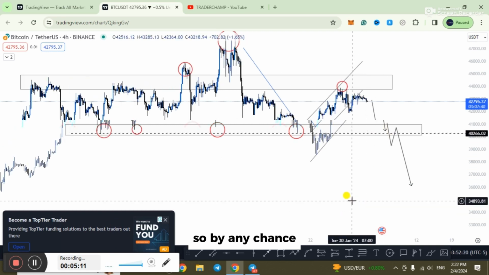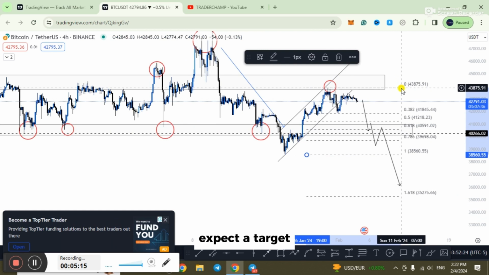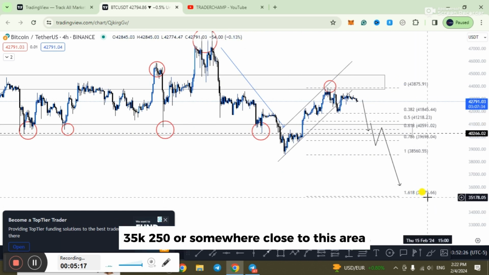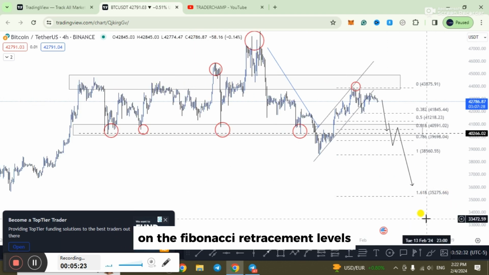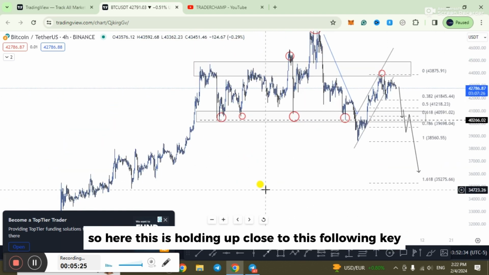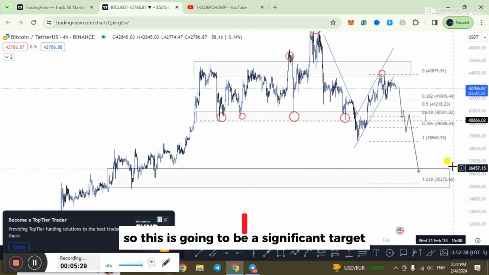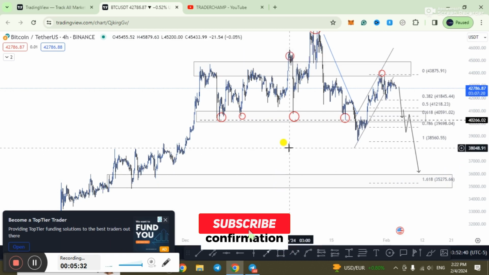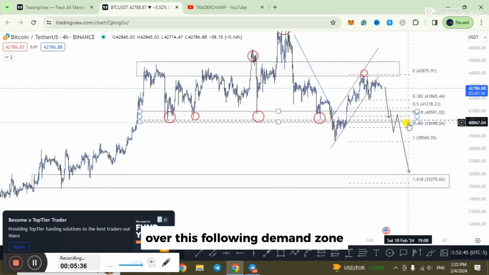So by any chance, if the price confirms a bearish breakout, we can nearly expect a target close to 35k to 50 or somewhere close to this area, because we are holding up 1.61% on the Fibonacci retracement levels. So here this is holding up close to this following key support zone identified. So this is going to be a significant target based on the confirmation. So for this to happen, we have to confirm a bearish breakout over this following demand zone.